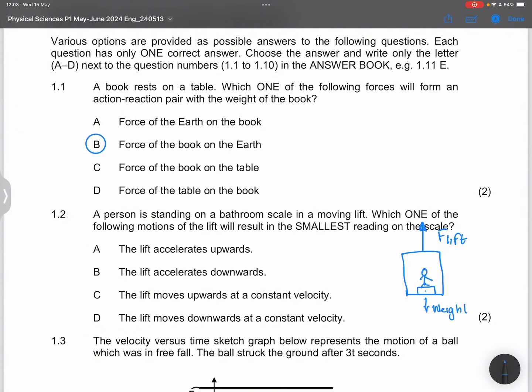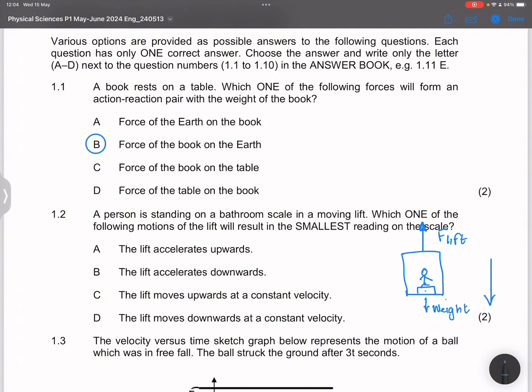So in this case, the force that lifts is much greater than the weight, so of course we will accelerate upwards, and the reading on the scale will be much greater. So if the lift accelerates upwards, the value will be greater. Now, they want the value to be the smallest. So in that case, it means that the lift has to be accelerating downwards.